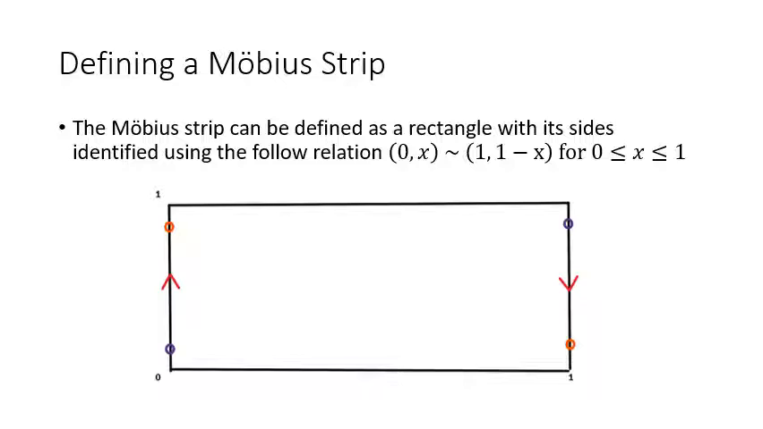The Mobius strip can be defined as a rectangle with its sides identified using the relation presented on the slide. We can see that based on this relation, the red circles are identified, meaning that they correspond to the same point, and the same thing for the purple circles. So if we were to draw a line on this rectangle, if we were to go meet this red point, the line would continue on the other side of the rectangle. So if we're going in this direction, we would come out on this side.